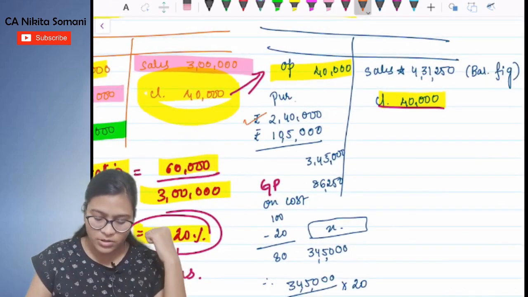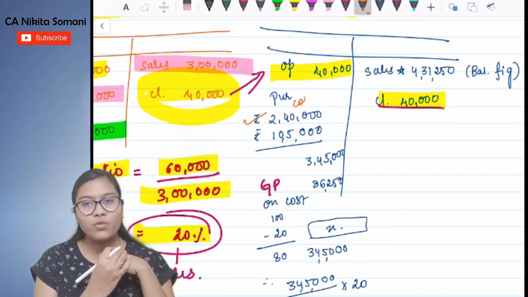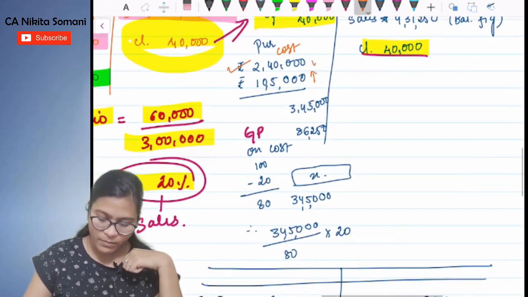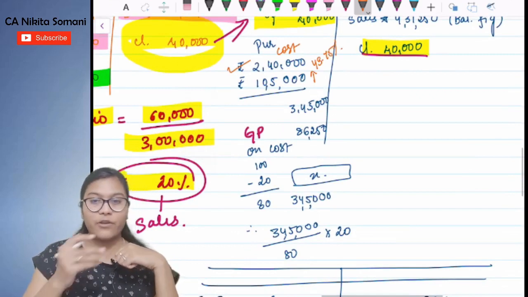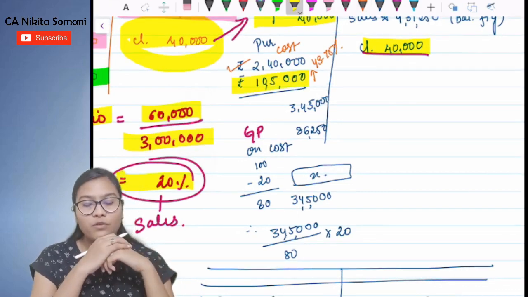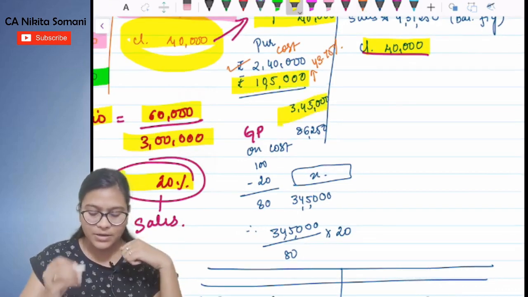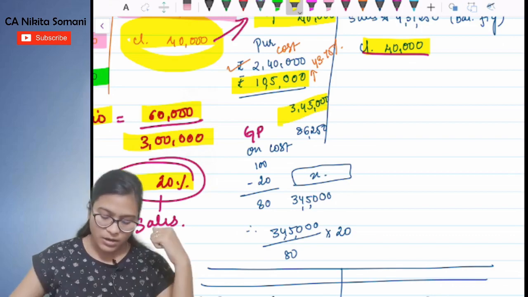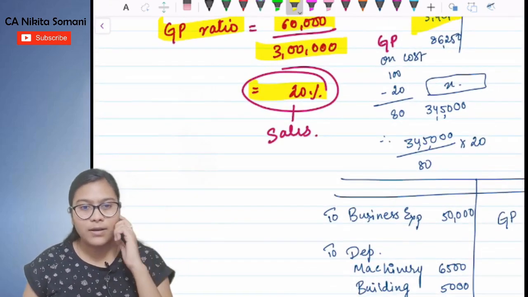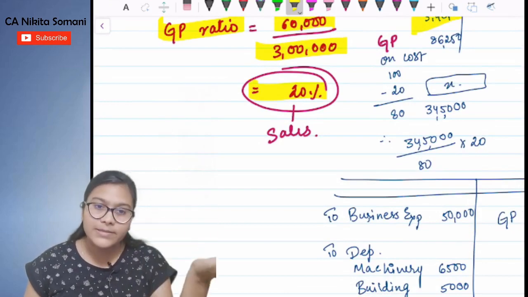So this is my cost. Okay, this 2,40,000 is my cost, and it says that there is an increase by 43.75%. तो उसका amount आता है 105. So that amount comes to 105,000. Total is 345,000.